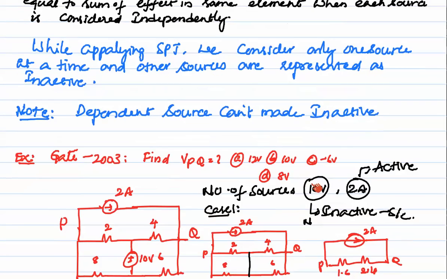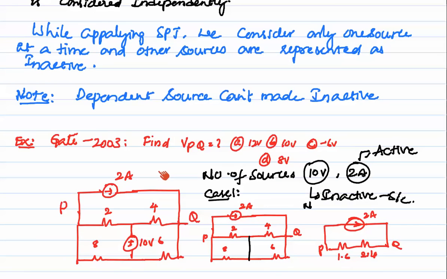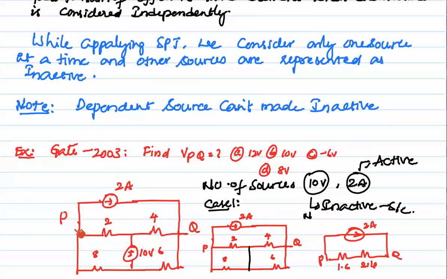So let's solve a question which was asked in GATE 2003. Friends, here we need to find VPQ, that's the voltage across the points P and Q. In this case, the number of sources is 2, that means 10 volts and 2 amps. So we have two subcircuits or two cases.